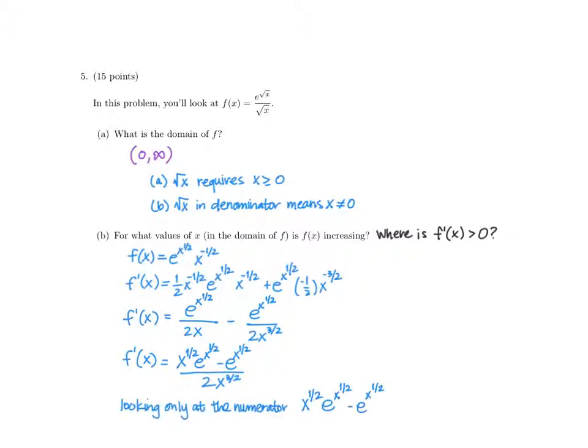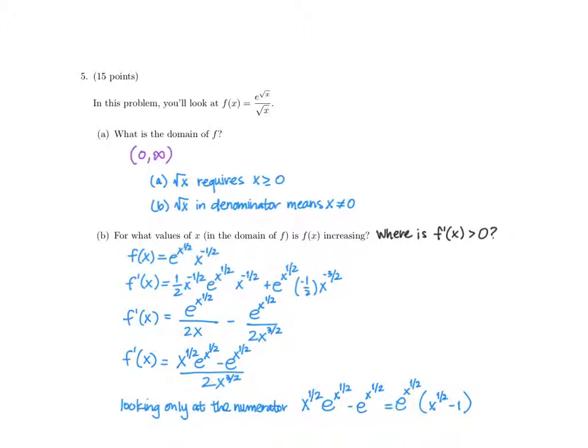This is x to the 1/2 times e to the x to the 1/2 minus e to the x to the 1/2. Common factor of e to the x to the 1/2, let's factor that out. And there we go. We essentially just want to know sign, right? So we basically want to know, when is this numerator positive? The denominator is always going to be positive. So when the numerator is positive, this whole thing will be positive. When the numerator is negative, this whole thing will be negative. So we basically want to know, where's the numerator 0, and then we'll test points on either side of that.